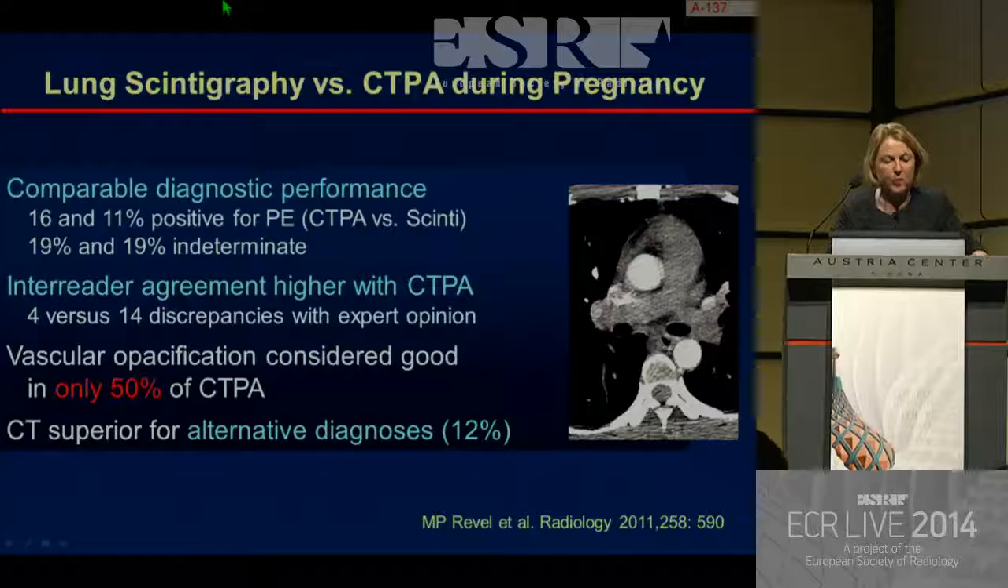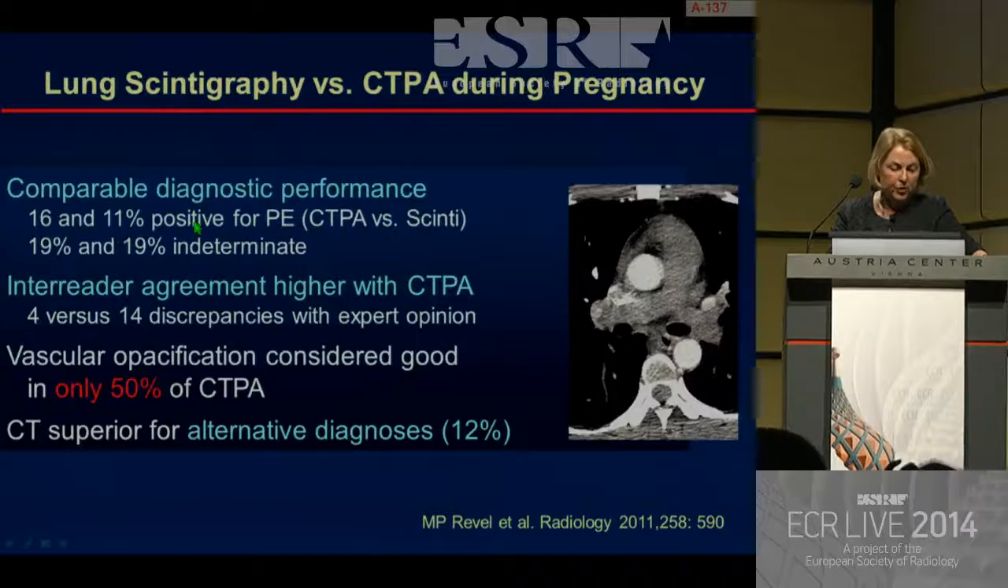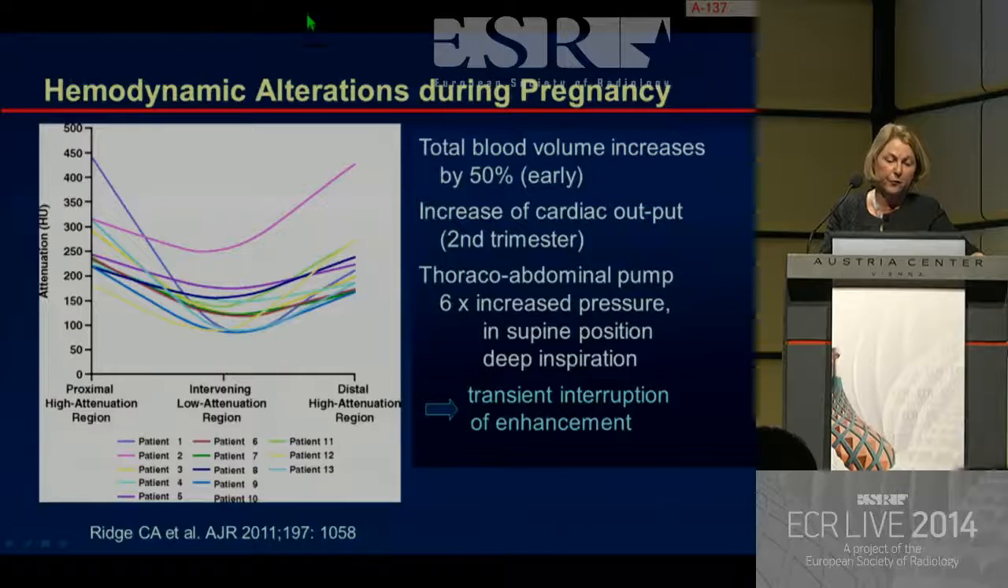There have been studies which have compared lung scintigraphy versus CTPA during pregnancy. Marie-Pierre Revel from France found a comparable diagnostic performance, comparable numbers in terms of positive for PE, in terms of indeterminate studies. She found a higher inter-reader agreement for CTPA, looking at the discrepancies here. But marked in red, the most alarming part was that she found in only 50% of the CTPA examinations an acceptable intravascular opacification considered to be good. And the reason for that is the following.